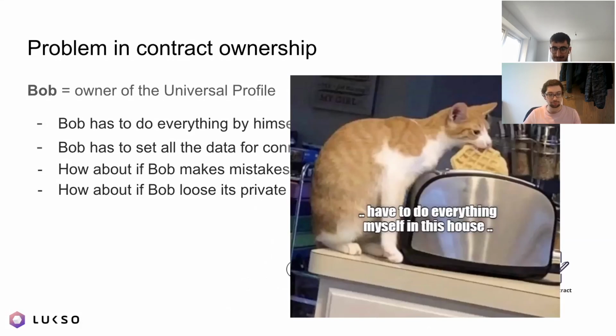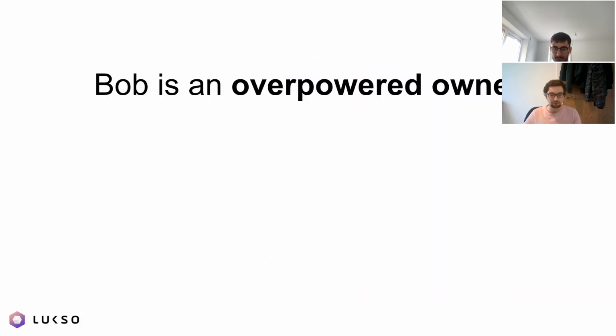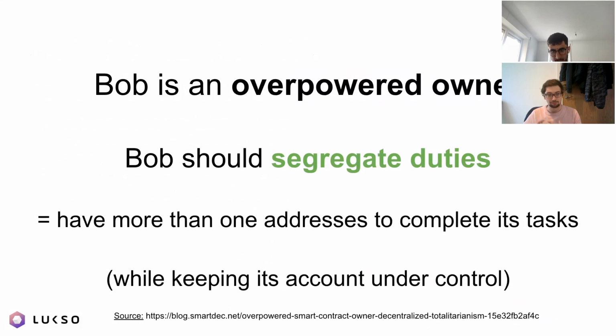So that's really the big problem: you have to do everything yourself with an Ownable pattern. If you research Ownable online, this is called an overpowered owner, meaning Bob has too much power. What we should think about instead is segregating duties, meaning we can give some privileges to other addresses, so that we can dispatch the workload of what can be done on the contract, while still keeping control of the account. So we still have admin access, but we can still allow other entities to interact with it.